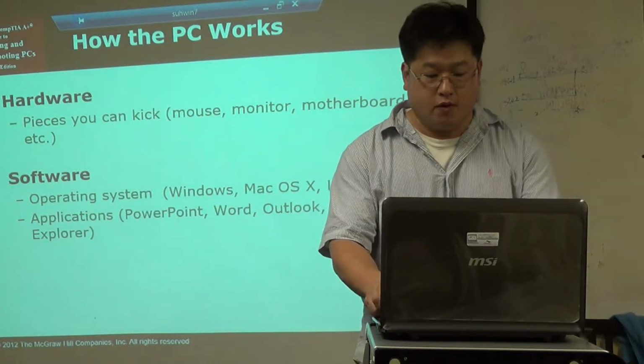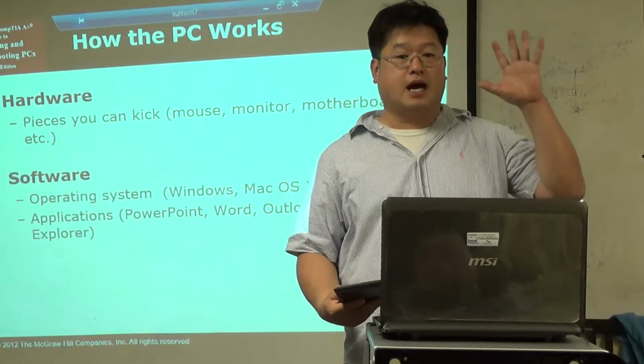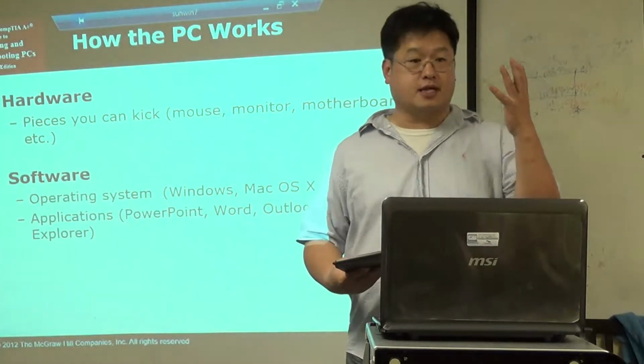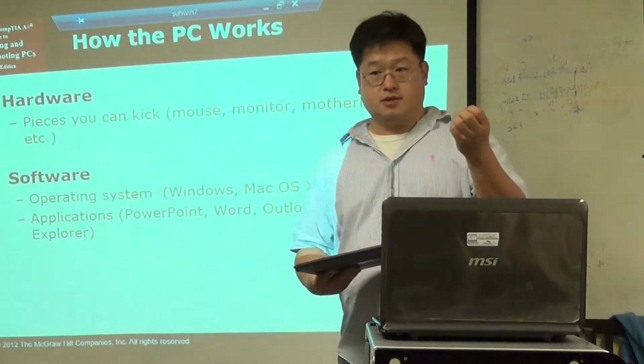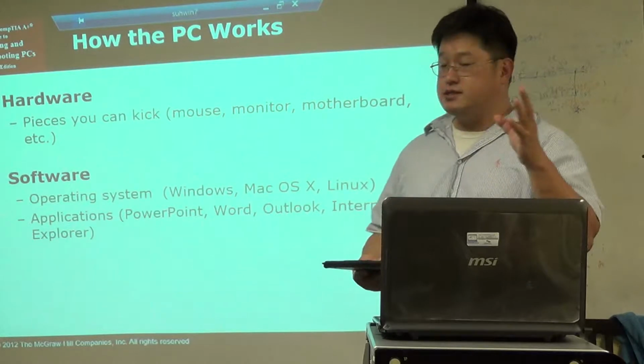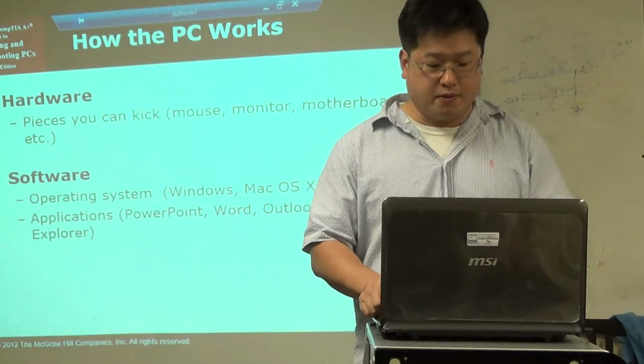So, when you say a computer, there are two components: the hardware and the software. The hardware is what? The tangible. So, monitor, keyboard, mouse. That is the hardware. And software, there's a couple of kinds of software.